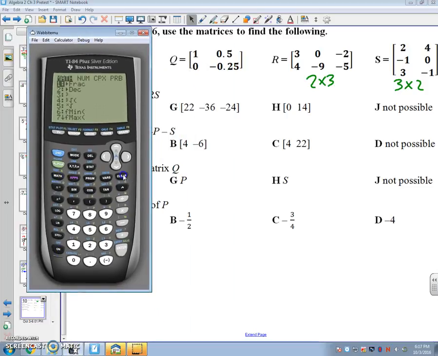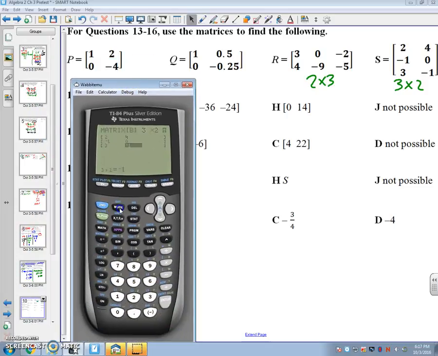So, second matrix, R is a 2 by 3, and it's 3, 0, negative 2, 4, negative 9, negative 5. Second quit, second matrix, edit, go to B, put S there. S is a 3 by 2. So it's 2, 4, negative 1, 0, 3, negative 1.